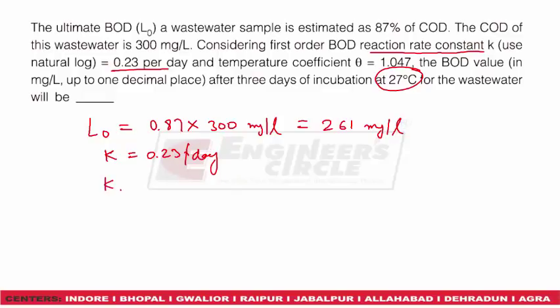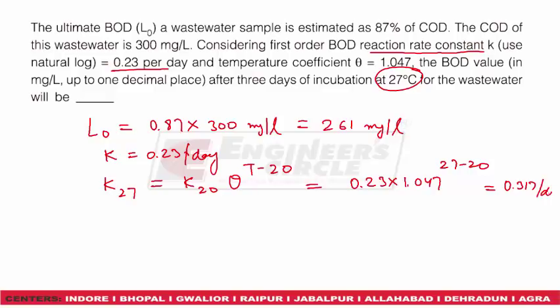So to determine K at 27 degrees Celsius, we will use the relation K27 equal to K20 into theta to the power T minus 20. So this is equal to K20 is 0.23, theta is 1.047, temperature is 27 minus 20. So it comes out to be 0.23 into 1.047 to the power 7.